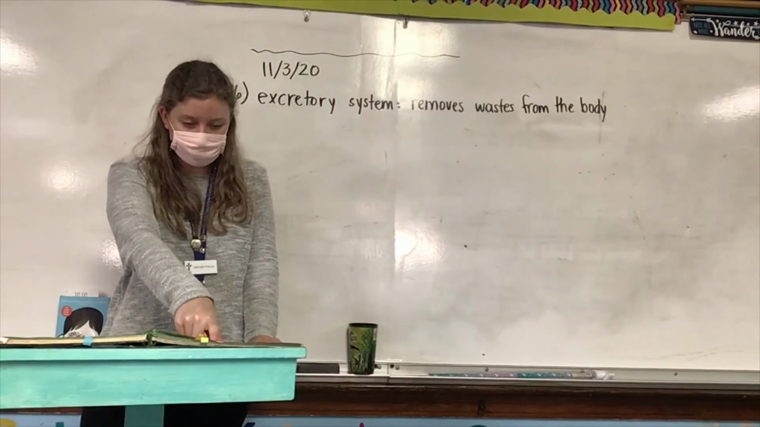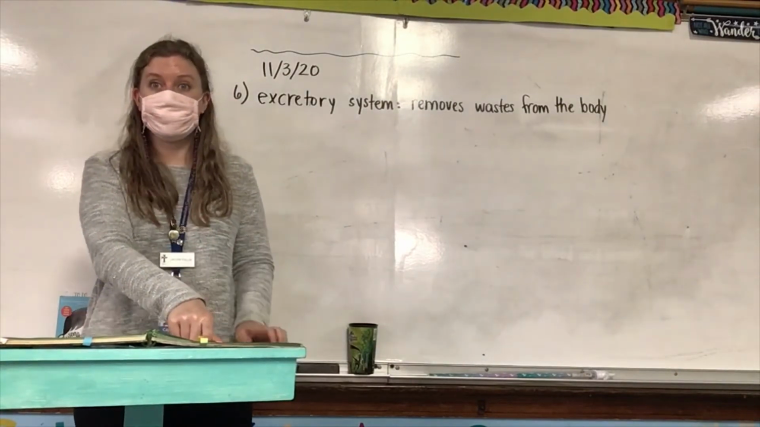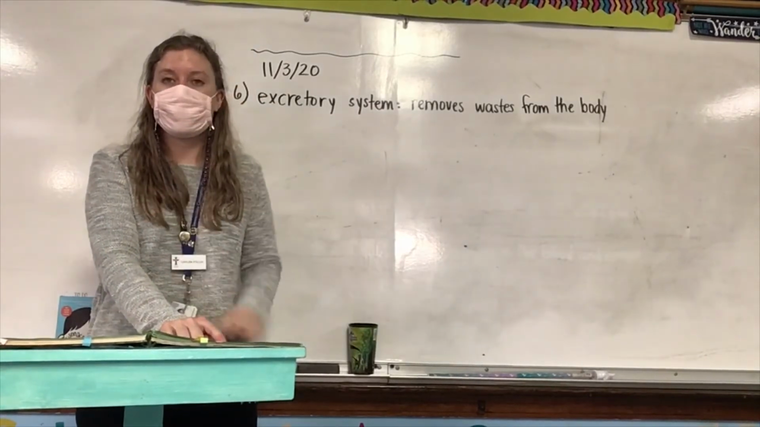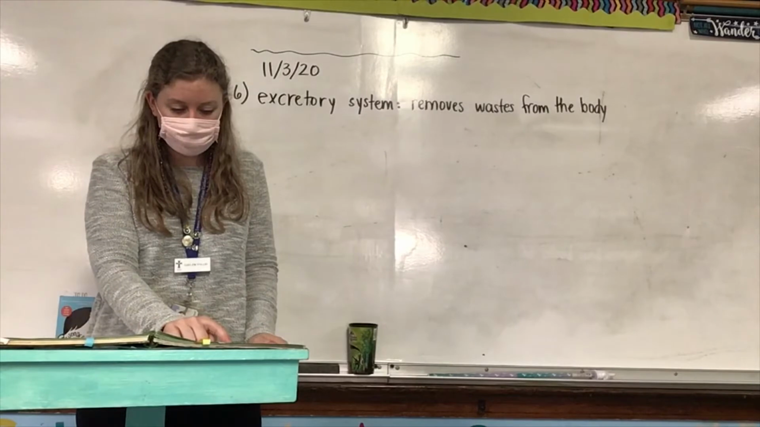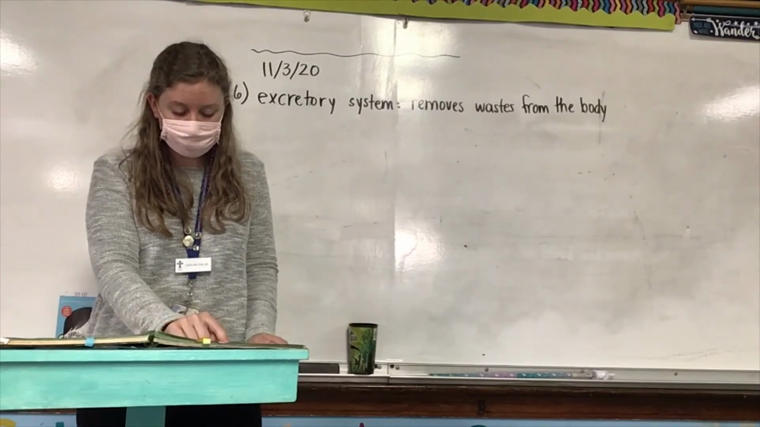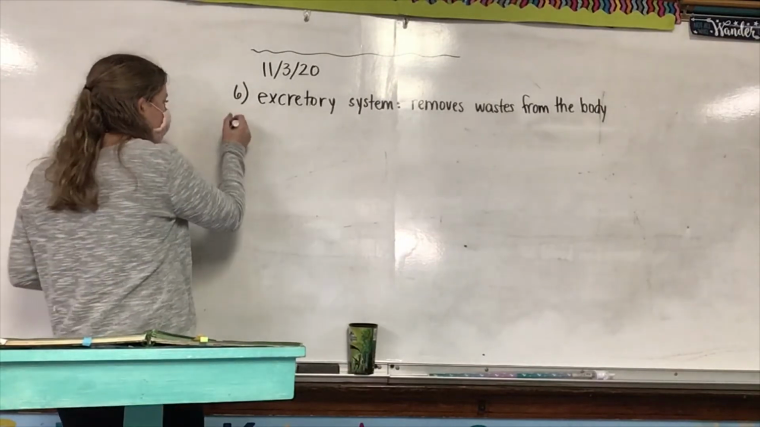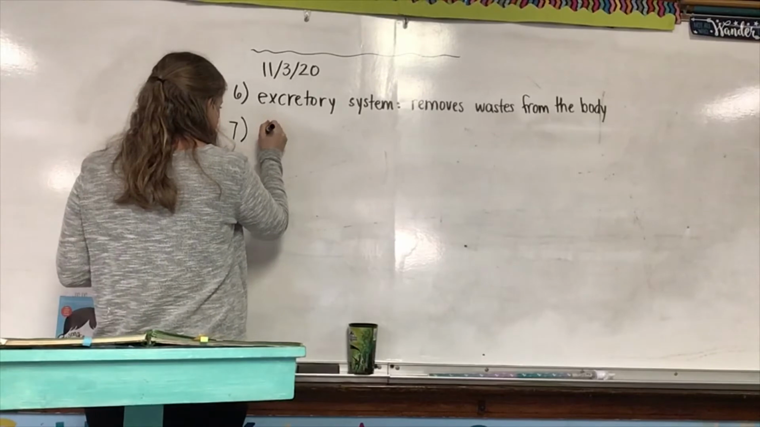Animals taking food for energy until... Oh, slow down. Remember, when you get to a period, pause for a second, okay? And slow down just a little so everybody can keep up with you. Animals taking food for energy until the food is broken down. Body cells cannot use that energy. The digestive system helps break down food. Good. So, Mason, what is number 7? Digestive system. Digestive system.